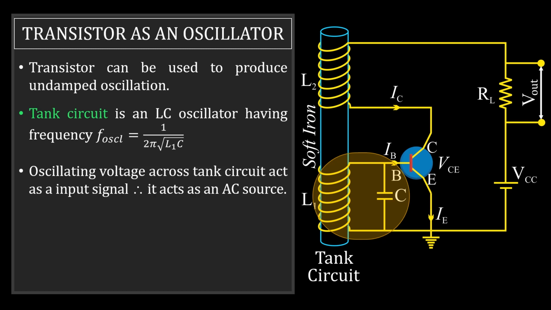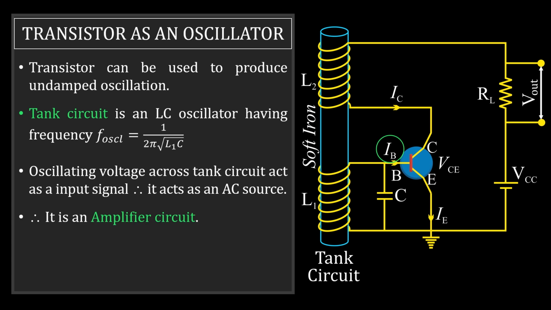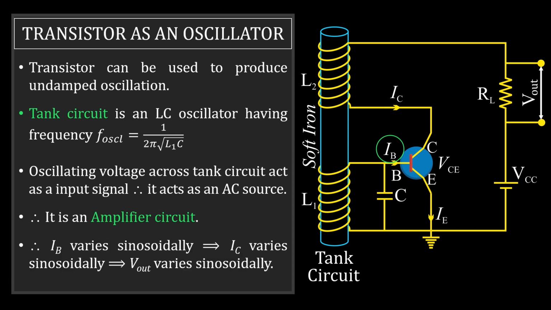The oscillating voltage across the tank circuit acts as an input signal. That means the current IB is going to vary sinusoidally. So I can say this is as good as an AC source. So I call this an amplifier circuit, provided we have RL as a high value. Due to the oscillation of voltage in the tank circuit, the base current fluctuates sinusoidally. This in turn will cause the collector current to vary sinusoidally. Thus the output will also be varying sinusoidally.